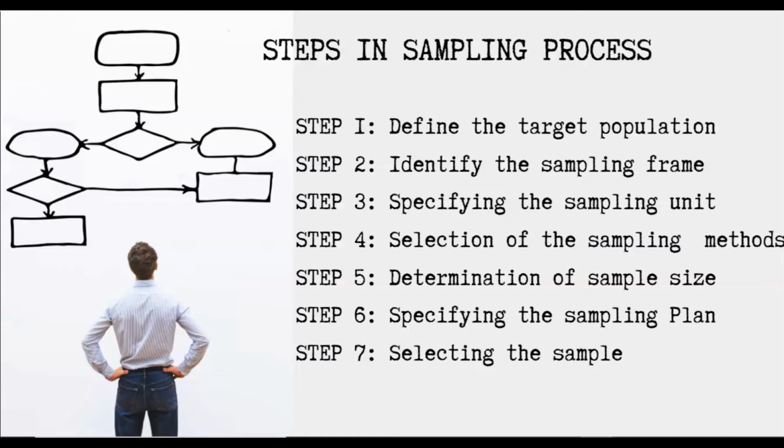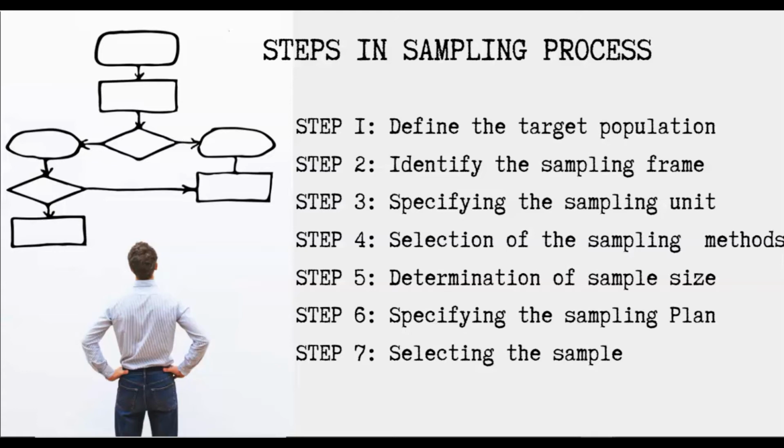Step number 6, specifying the sampling plan. In this step, the specification and decision regarding the implementation of the research process are outlined. Suppose the households are the sampling elements. This step outlines the modus operandi of the sampling plan in identifying potential house buyers based on specific characteristics.